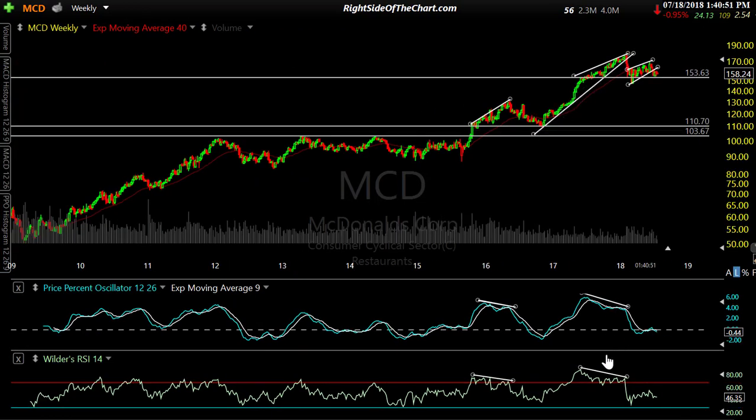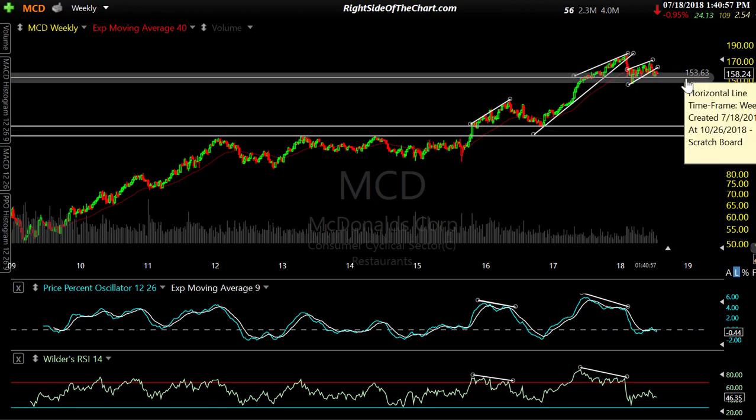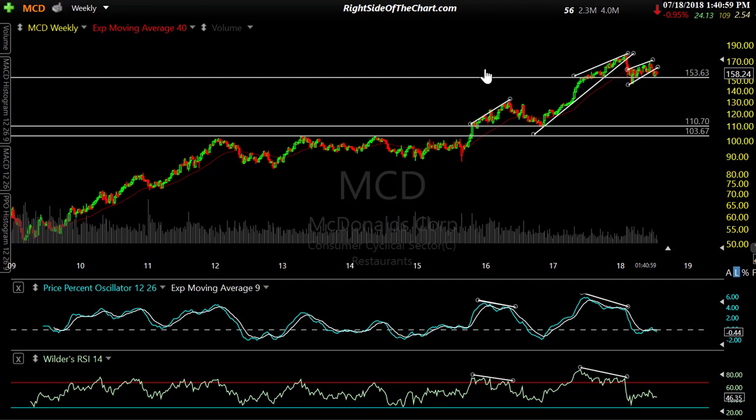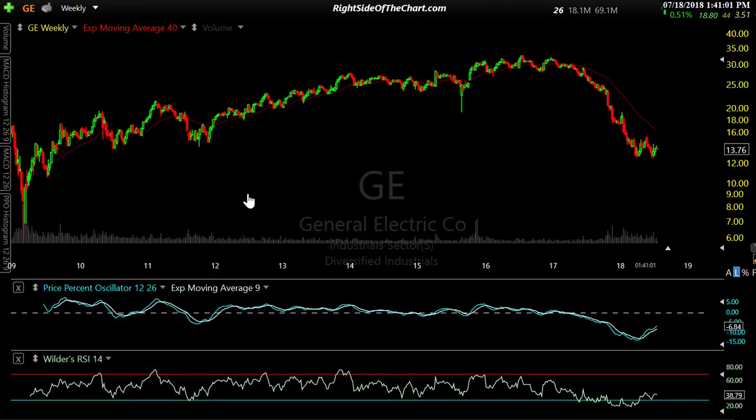There's McDonald's on a weekly chart. Negative divergence on the weekly time frame. We had this rising wedge breakdown. There's that same channel, and there's that 153-ish level. A lot of thin air below if that breaks.